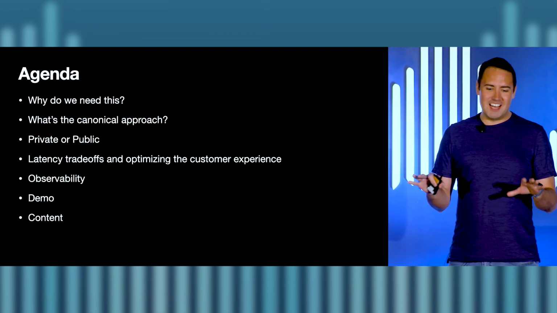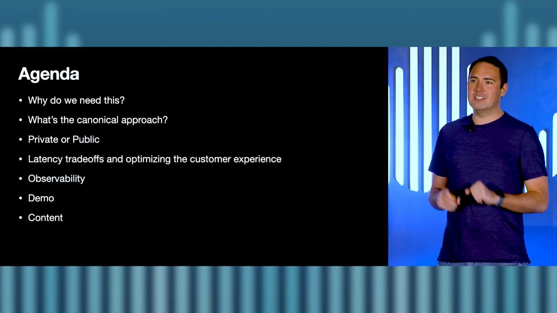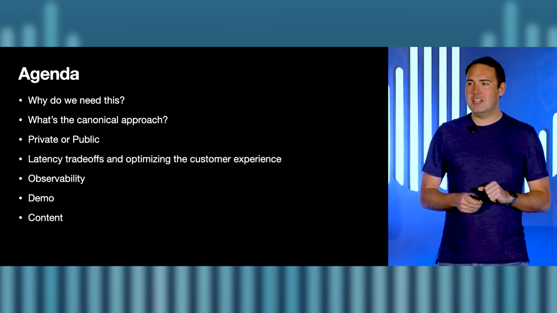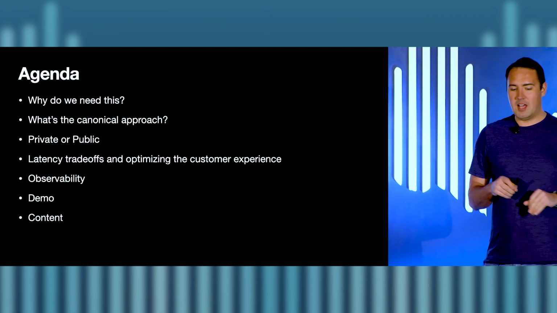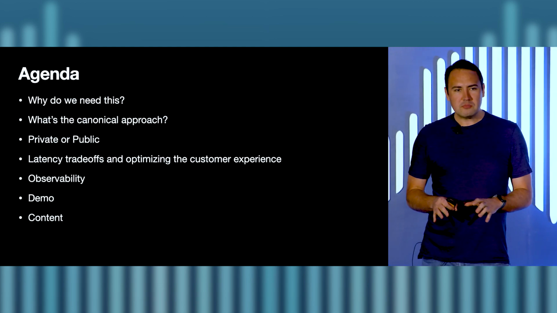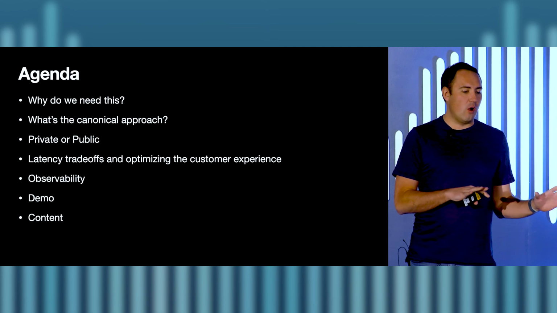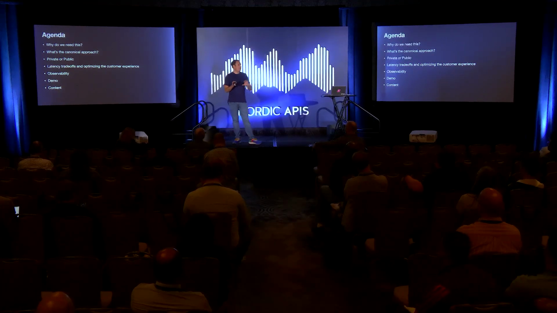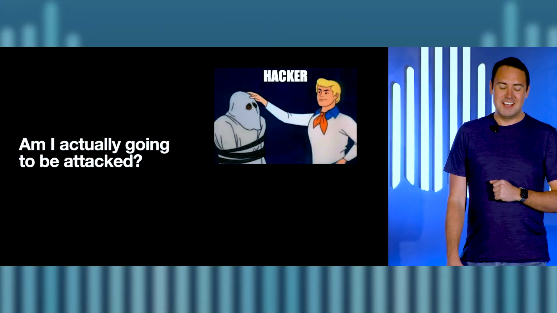We'll talk about what's the canonical right approach to responding to your customers for rate limiting. We'll talk about some choices, public, private, how much information do you disclose, and then some trade-offs in terms of how you do the rate limiting, optimizing experience versus latency. Talk about observability. If we have time, we'll do a little bit of a demo, and then I'll show you a big picture of my co-founder Josh's face on a slide and some links to content.